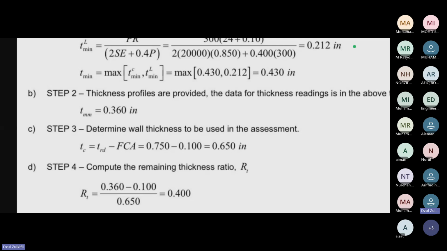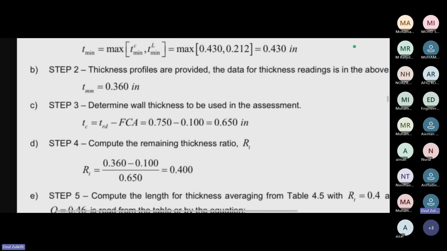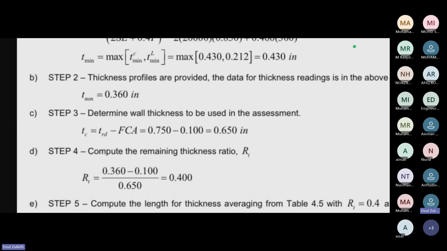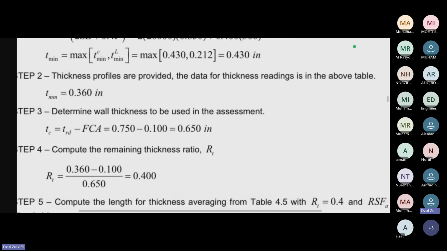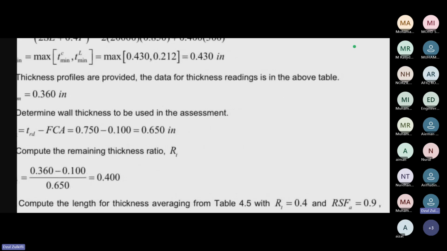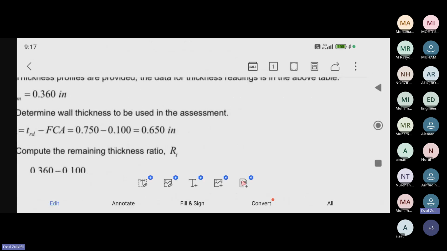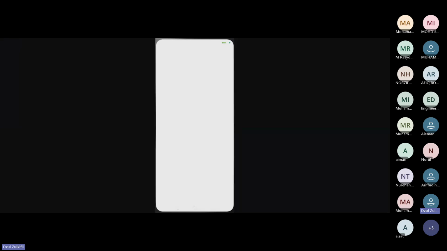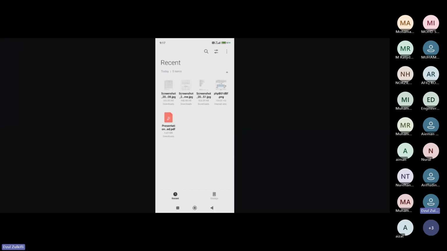Okay, next, step 5: compute the length for thickness averaging. Now I want you all to do a little exercise on the calculation part. Let me find the file for the RSF calculation. Just a moment, the RSF formula from earlier is in this one. It should be this one.